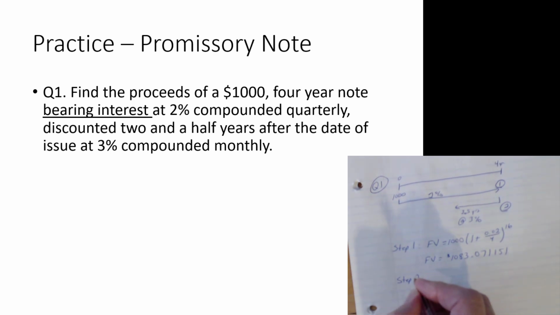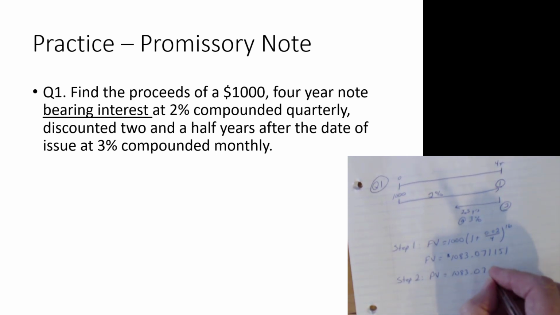Okay. So now we're going to go on to step 2. Because remember, this is an interest-bearing promissory note. And so now we find the present value on the date of sale or on the date of offering. Okay. And so we take that maturity value, $1,083 and a few cents, and lots of decimal spots. And then we use the second interest rate, because it's discounted, so discounted at 3% compounded monthly. So we've done that before. That's not new. How many months are we discounting this back? 2.5 years, and that is 30 months. Okay, you can verify that.